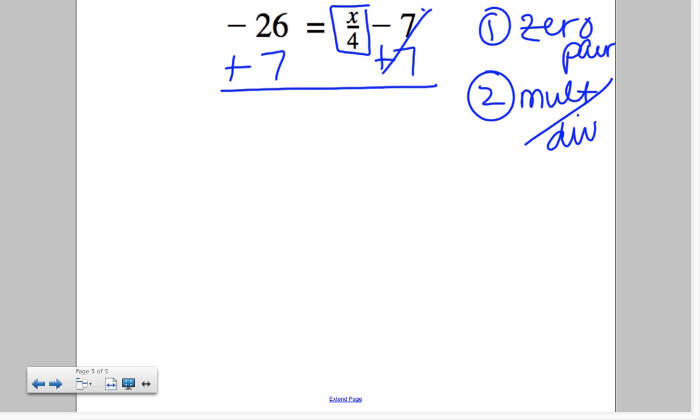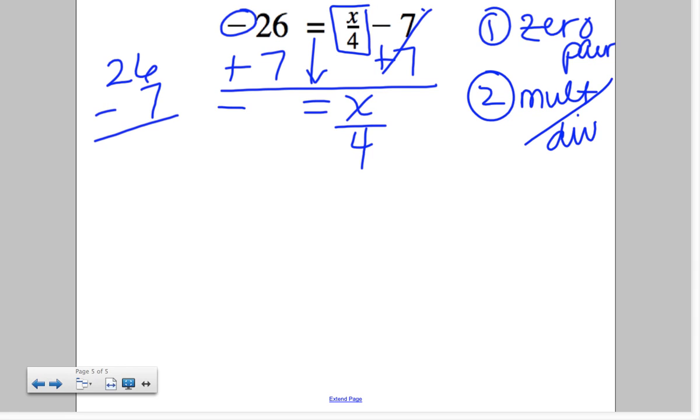We have x over 4 is equal to a negative 26 and positive 7. Same or different signs? Hopefully you're thinking different. Which one of the two numbers has the largest absolute value? Hopefully you're thinking the 26, which is negative, so our answer is going to be negative. And the difference of 26, which is the absolute value of negative 26, and the absolute value of 7, which is 7, hopefully you're thinking 19.